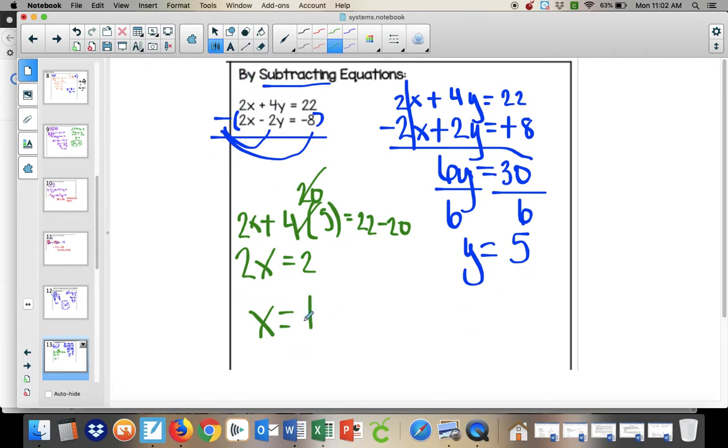2 times 1 is 2. 4 times 5 is 20. 2 plus 20 is 22. Good. 2 times 1 is 2. 2 times 5 is 10. 2 take away 10 is negative 8. Correct. So our final answer is 1, 5. That is where these two equations intersect on a graph.